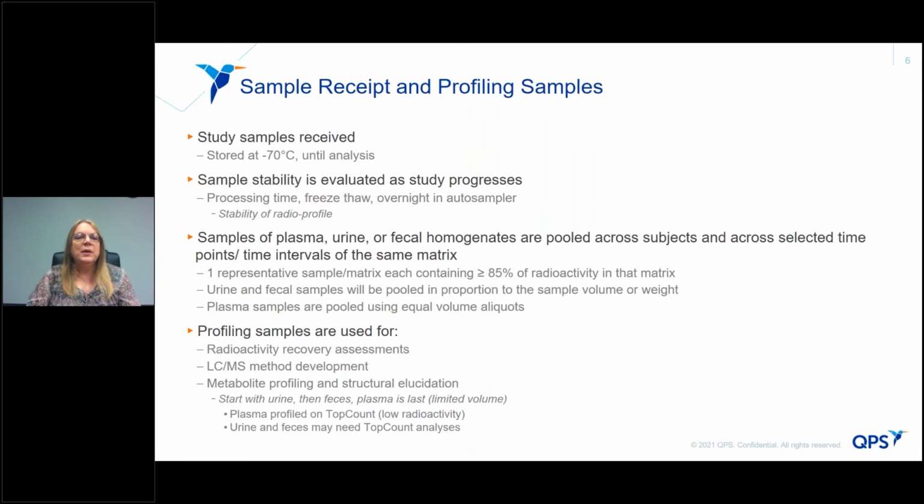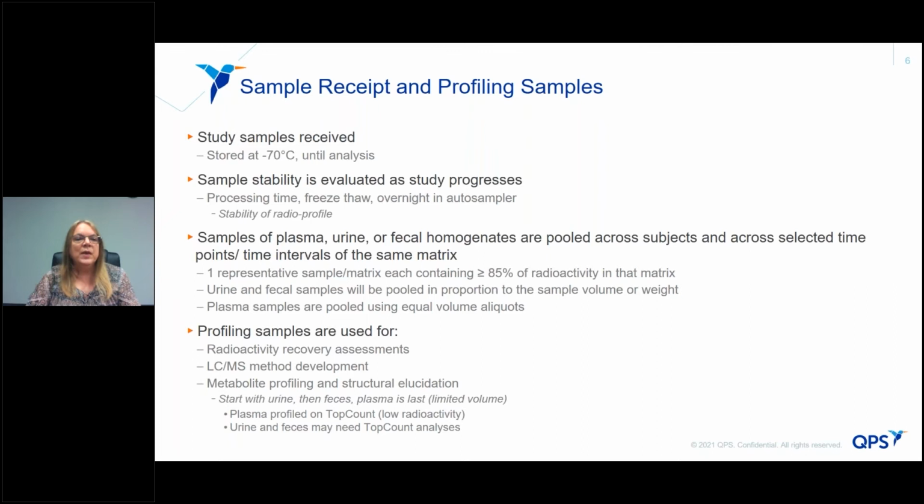So now I'd like to talk about sample receipt and profiling of the samples. The study samples are received on dry ice. They're stored at -70 until analysis. And one of the things that we look at as we're going is sample stability. What we look for in sample stability is processing time, freeze thaw, and overnight in the autosampler. Those are all things that we will look at and you will see reported in your draft reports.